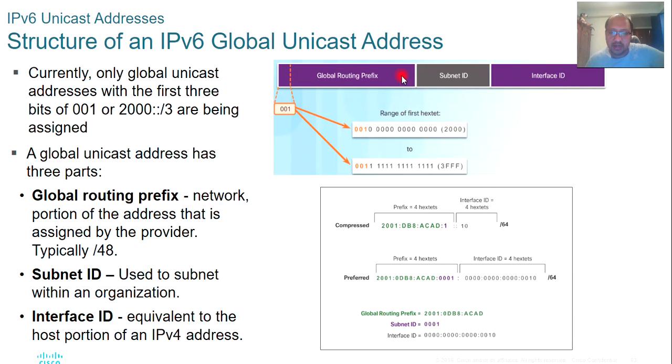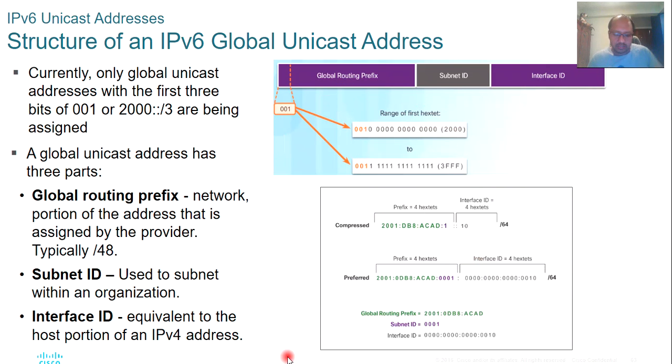Next is the structure of the IPv6 global unicast address. It has three parts. One, the global routing prefix, which is assigned by the ISP to the organization to make it unique, and it is 48 bits. The subnet ID is 16 bits, and it is used for subnetworks, the internal network. And the interface ID is used to uniquely represent the devices within that network.